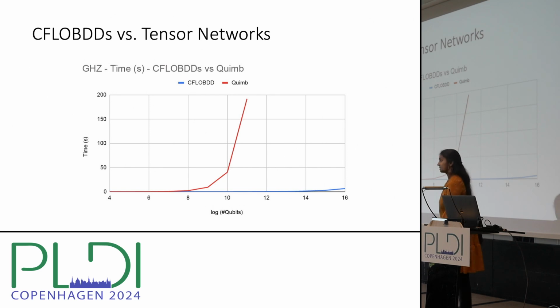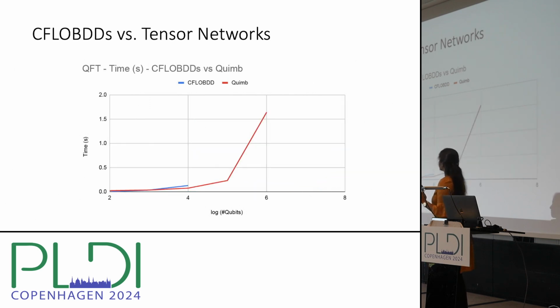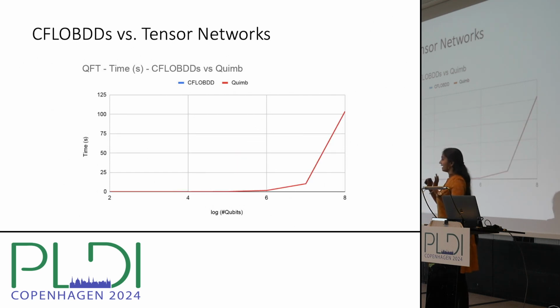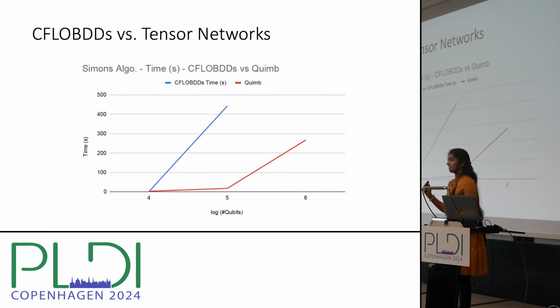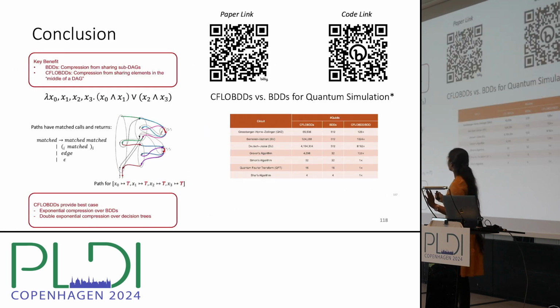We also tested with some tensor networks, some standard quantum simulation networks. We observed that on some benchmarks, again, CFLOBDDs perform much better than tensor networks as well, as you can see here. But in case of some complicated benchmarks like QFT, CFLOBDDs don't perform that well. So in conclusion, I would say CFLOBDDs are good in some cases and not so good in other cases. So it depends on the application that you want.